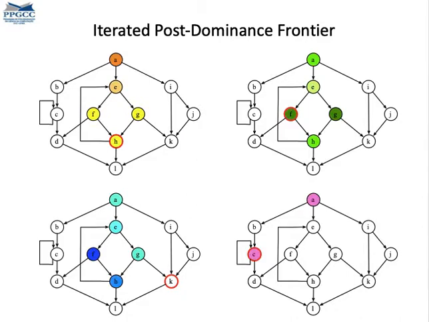Here they are, the iterated post-dominance frontier of every node. Let's think about C, the last exercise. Here, C belongs to its own post-dominance frontier because it's a successor of itself and does not strictly post-dominate itself. By definition, a node cannot strictly post-dominate itself. And then we have that A is also in the post-dominance frontier because C post-dominates B, but does not post-dominate A, and A is a predecessor of B.